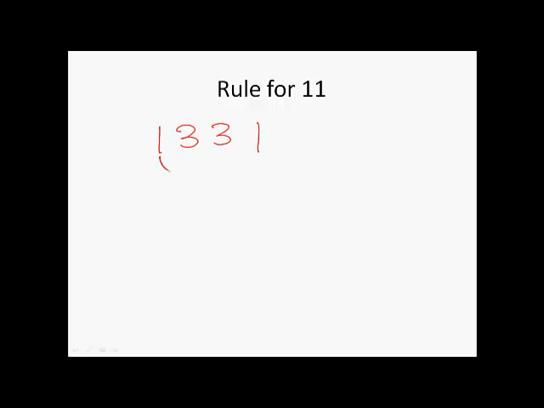We make groups of all the numbers in the even places and all the numbers in the odd places. So 1 plus 3 is 4, 3 plus 1 is 4. We take the difference of these numbers. If the difference happens to be 0 or a multiple of 11, then the entire number is divisible by 11.